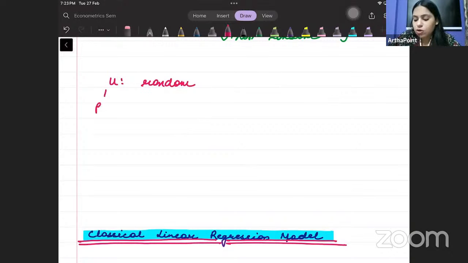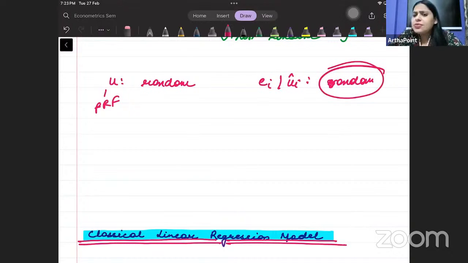Right? This is for the population regression function, and for the sample we may write it with ei or ui hat. So the error is assumed to be random in nature. Why is the error random? Because error was the difference between actual and predicted values.